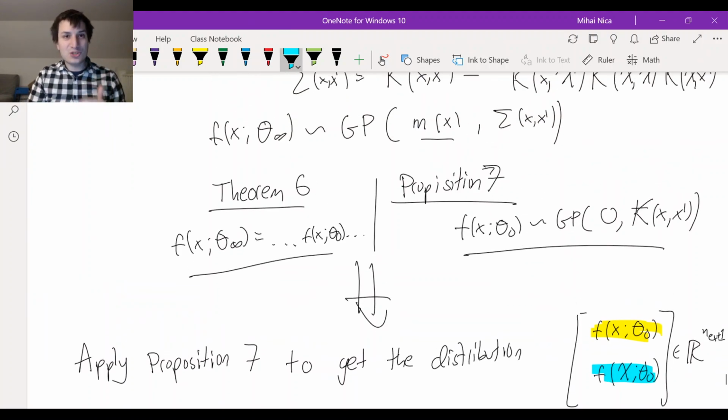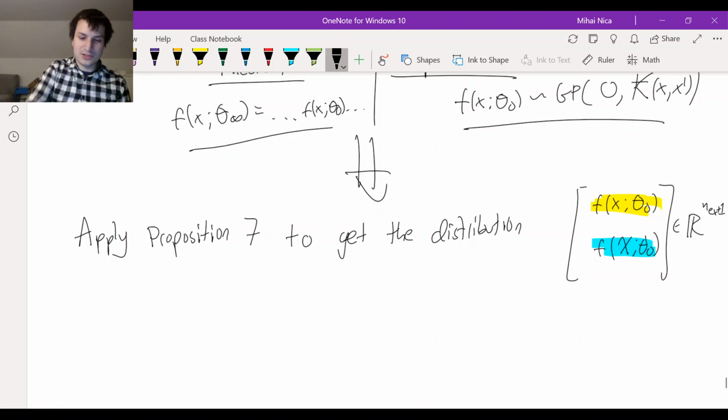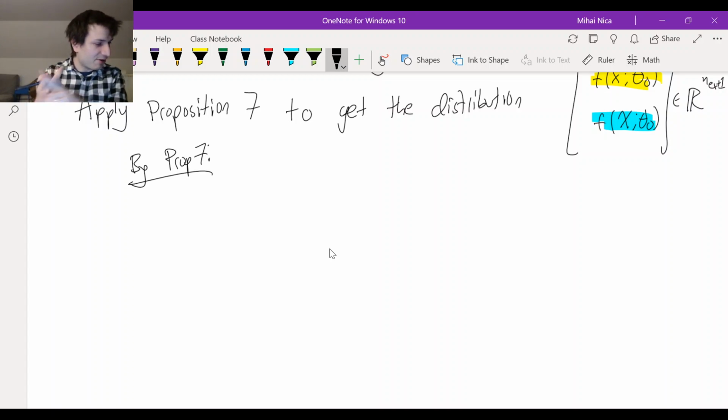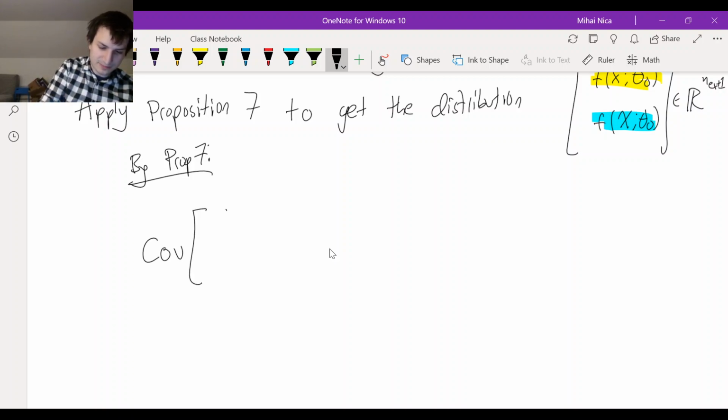And by Proposition 7, this thing is a Gaussian. So by Prop 7, we get that this thing has mean 0. That's always true, and it has the following covariance structure. So I'm going to write down the covariance.